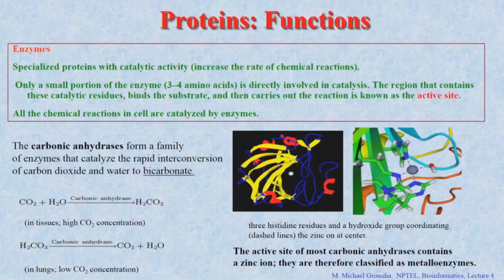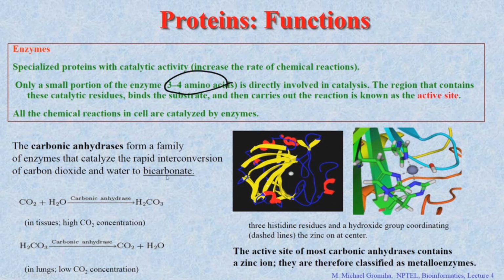Now, globular proteins, fibrous proteins and membrane proteins have different structural and functional roles. I will explain a bit more about the functions of these proteins. One of the most important functions of globular proteins is enzymatic activity. Enzymes are specialized proteins with catalytic activity that increase the rate of a chemical reaction. In a full protein, only a few residues, say 3 to 4 amino acid residues, are directly involved in the catalysis. The region containing these catalytic residues binds the substrate and then carries out the reaction. This is called the active site, and the residues involved in the catalysis are called the active site residues.